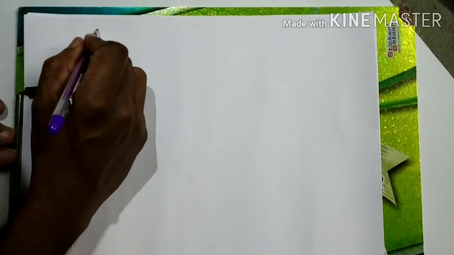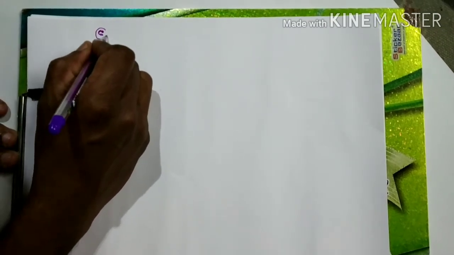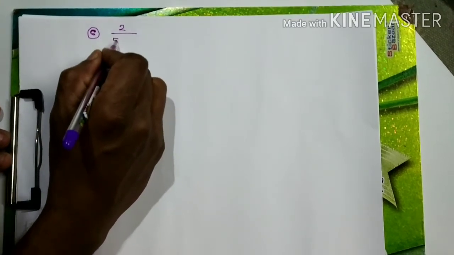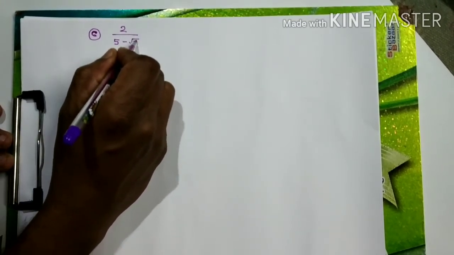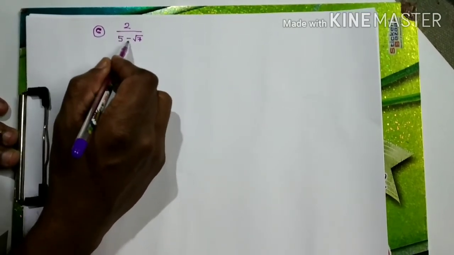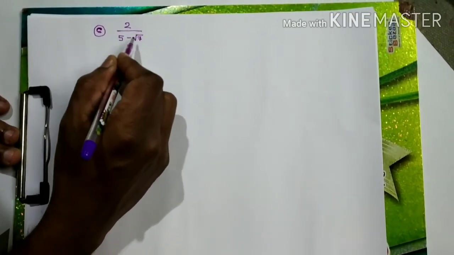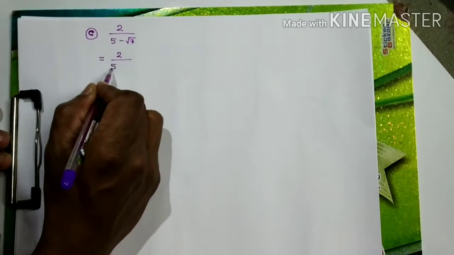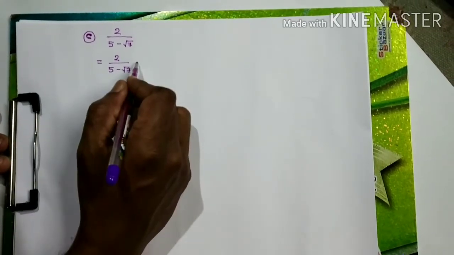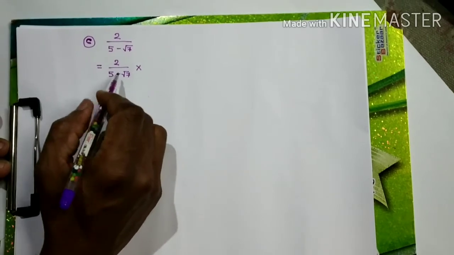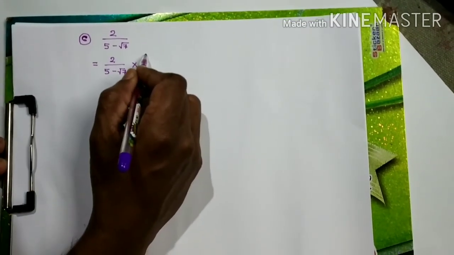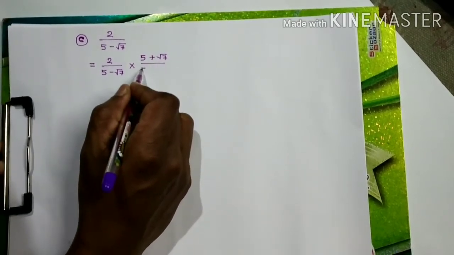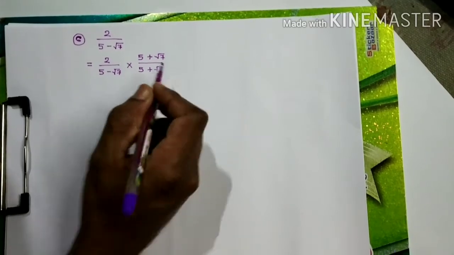Now let us take one more example. Example number 6. So 2 divided by 5 minus root 7. So what is the denominator here? 5 minus root 7. So we have to rationalize this denominator. What is the first step here? 2 divided by 5 minus root 7. Now you have to use the conjugate. So this is a minus sign. You have to write 5 plus root 7 upon 5 plus root 7.